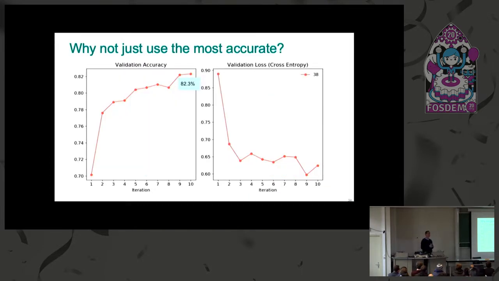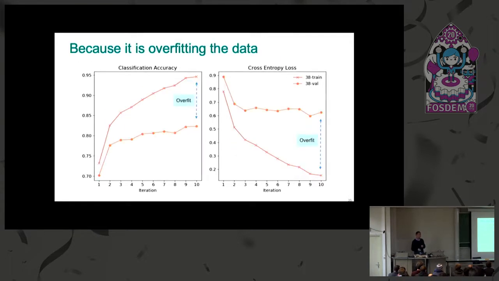So we might say, why don't we just use the most accurate one? This is the most accurate curve, about 82%. But there's a danger in doing that because it may be overfitting the data. The top curve here on the left-hand side is actually the training data, and the bottom curve is on the validation data. You can see you have a big gap there. That's dangerous because it means your model is not generalizing well.